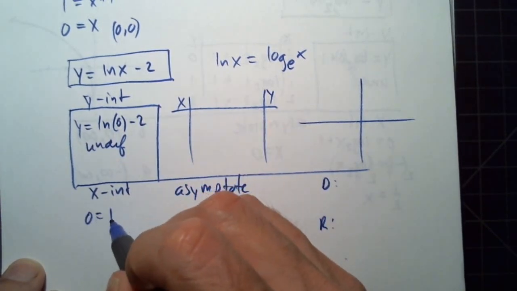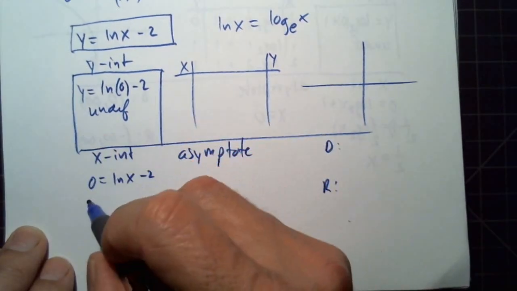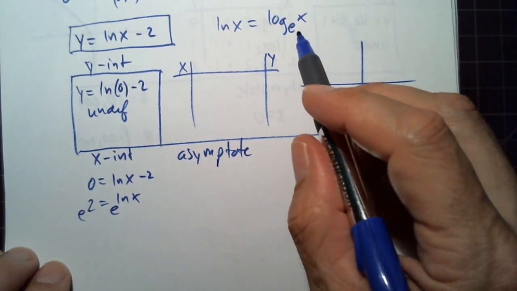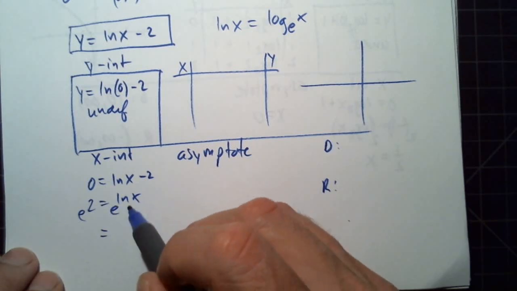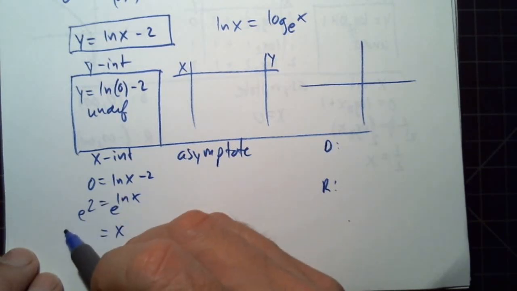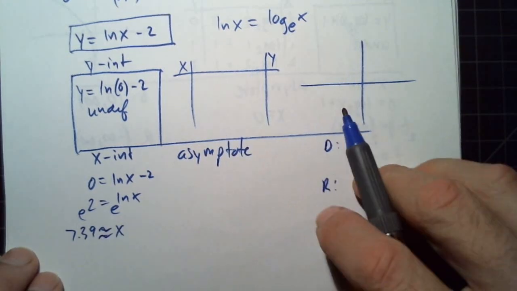Here we have 0 equals natural log of x minus 2. We're going to go plus 2. Exponentiate. Since the base is e, that's what we want to exponentiate with, and this will equal x. And then we have e squared is 7.39 approximately.